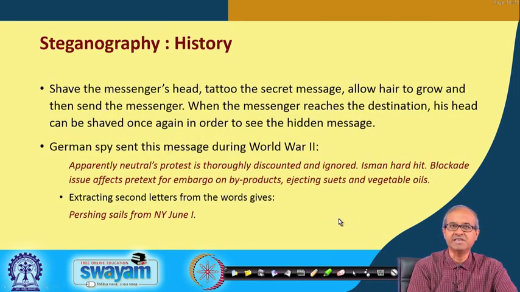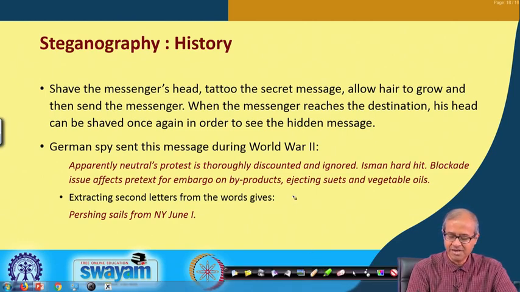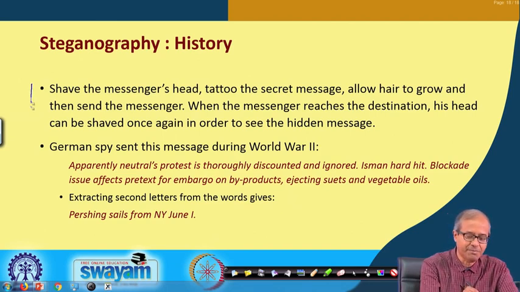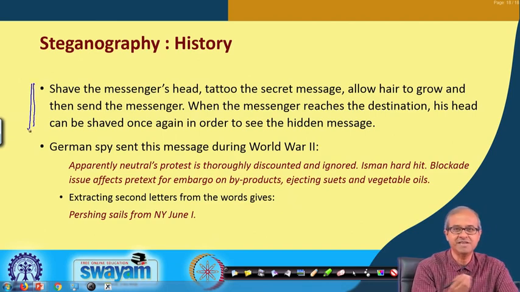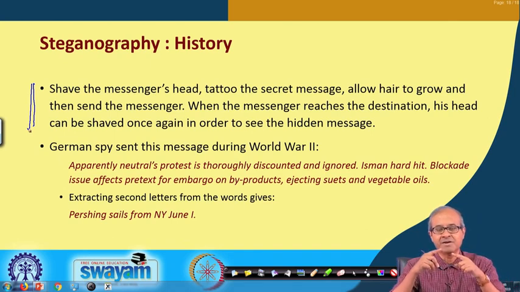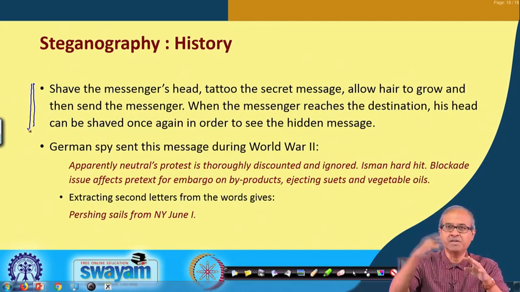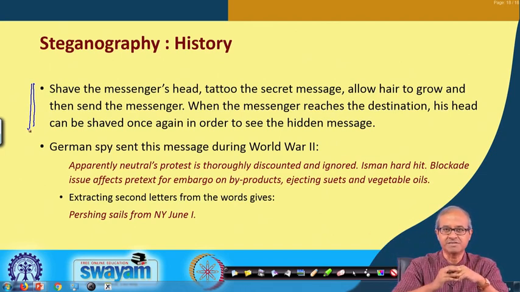Okay, let us look at the history of steganography and look at some of the very classical examples. Well, the very first example of steganography was very interesting. So, what happened? Some very secret information needed to be sent from one place to another, long distance.